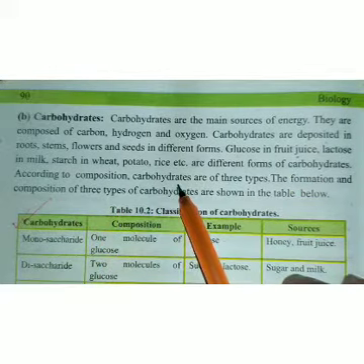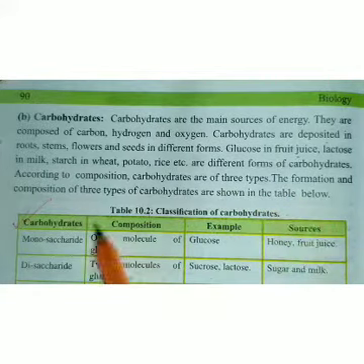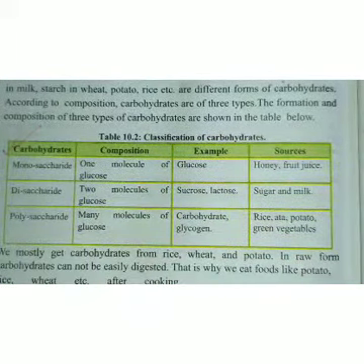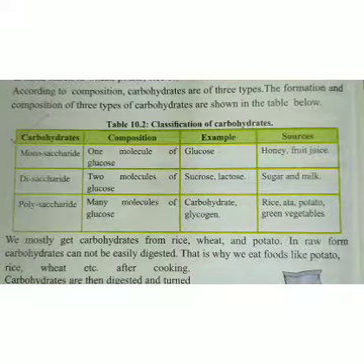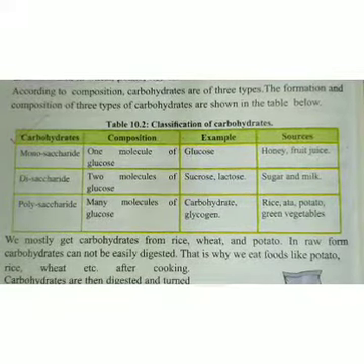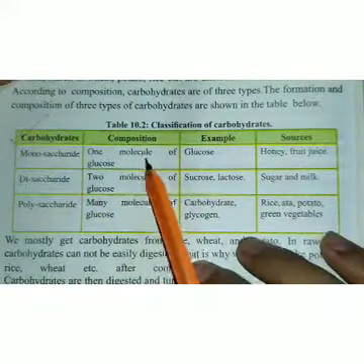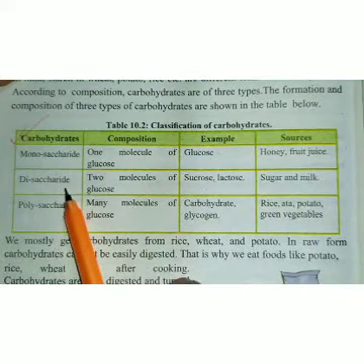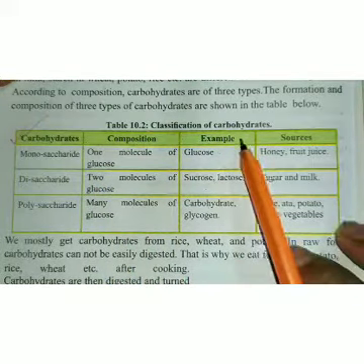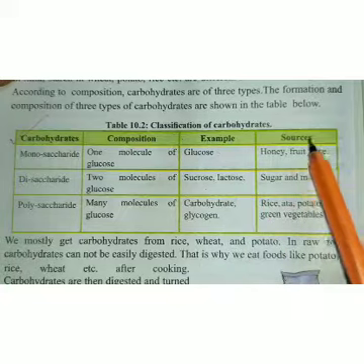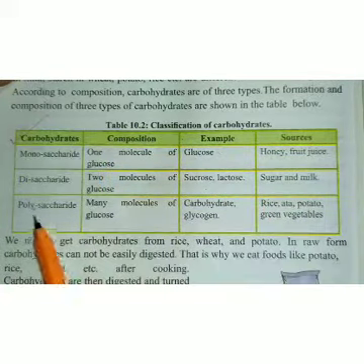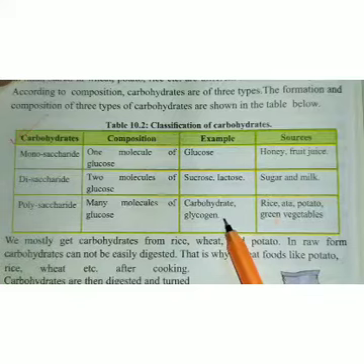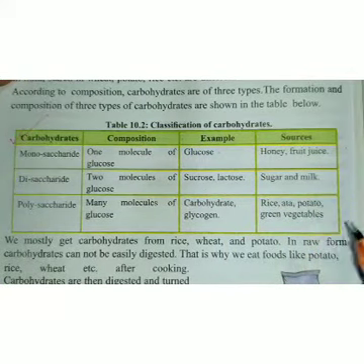According to composition, carbohydrates are of 3 types. The formation and composition of 3 types of carbohydrate are shown in the table below. Classification of carbohydrate. Number 1, monosaccharide: composition of 1 molecule of glucose, example glucose, source honey, fruit. Number 2, disaccharide: composition of 2 molecules of glucose, example sucrose, lactose, source sugar and milk. Number 3, polysaccharide: composition of many molecules of glucose, example glycogen, and sources are rice, atta, potato, green vegetables.